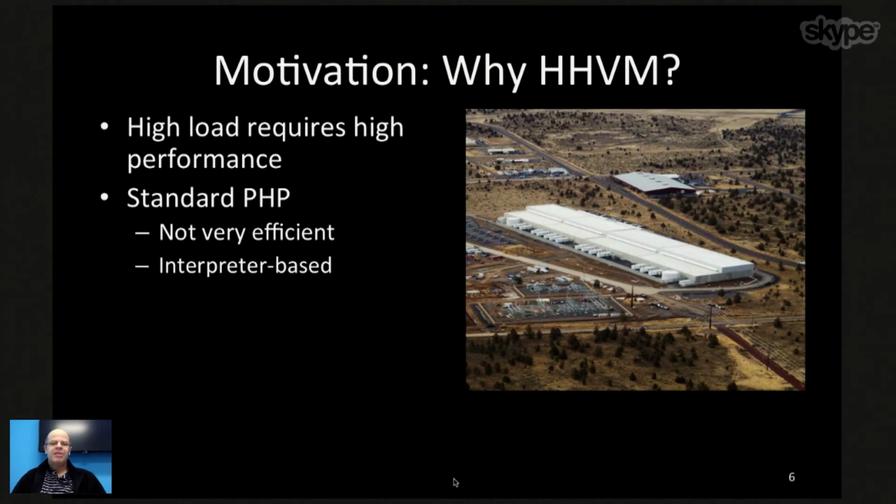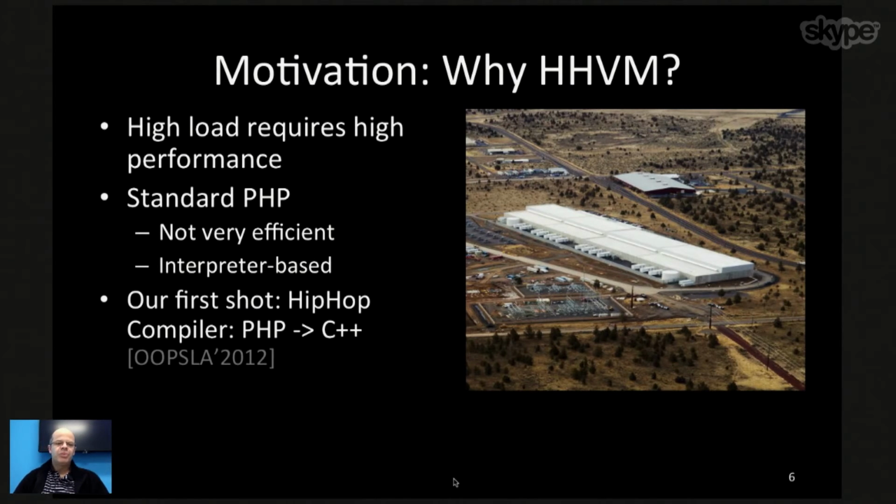So PHP performance started to become a problem for us at Facebook back in 2007, trying to scale our data centers. And that's when we started investing in looking at alternatives. Our first approach was what was called the HipHop compiler, which was actually a static compiler, compiling PHP into C++ and then using GCC in the backend to generate machine code.